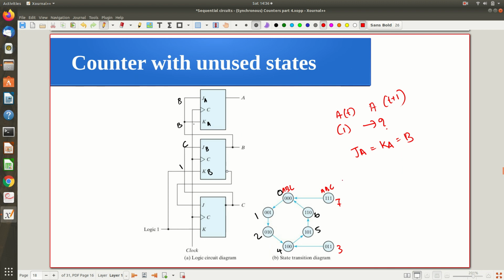Now what is B, from the current state? B means the B in the current state. So currently B is 1. So if B is 1, correspondingly the A bit, with JA and KA, is now in the toggle mode, right?